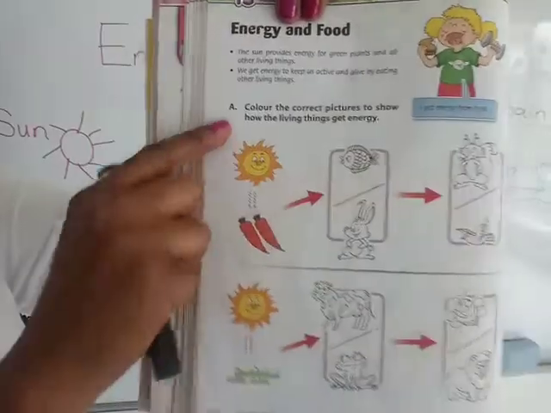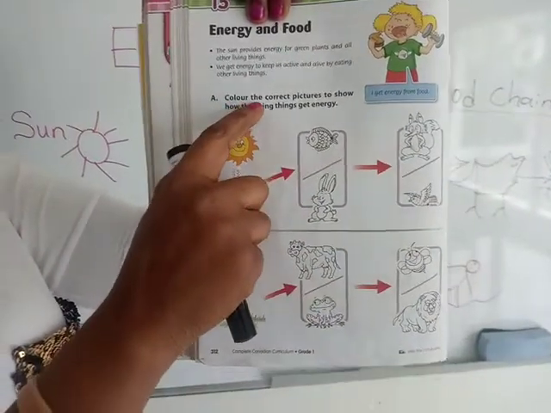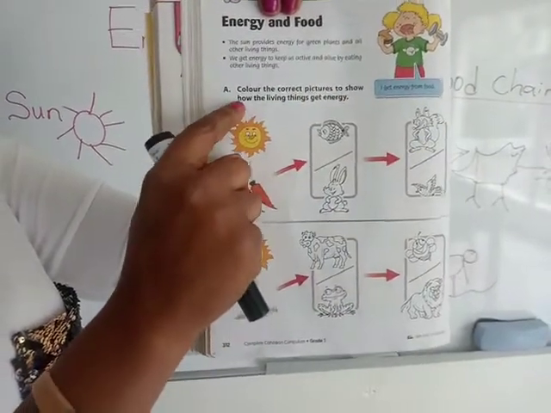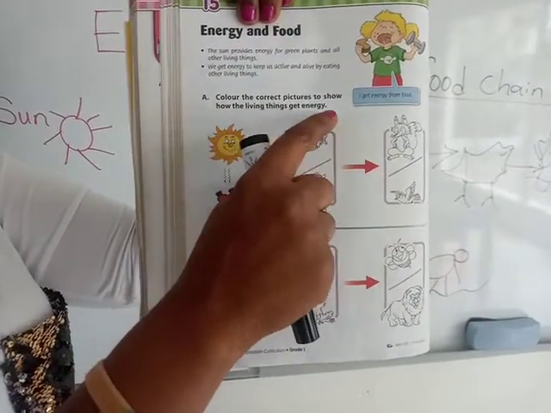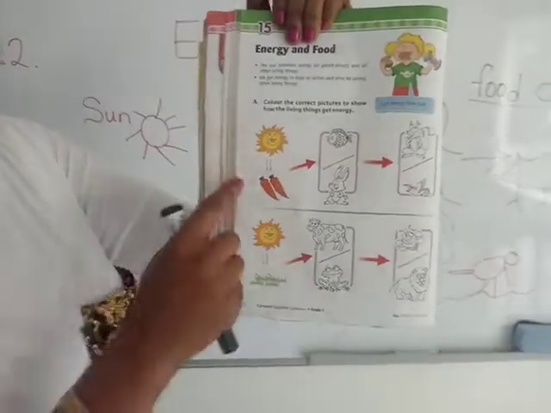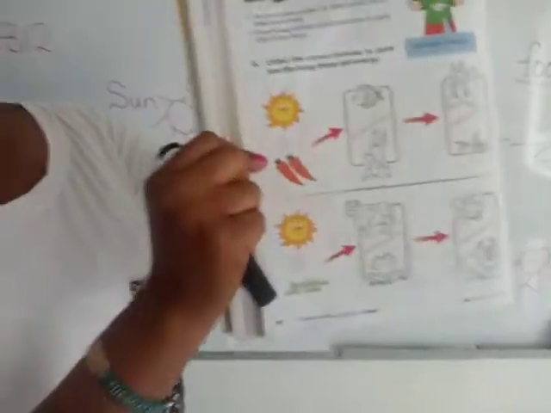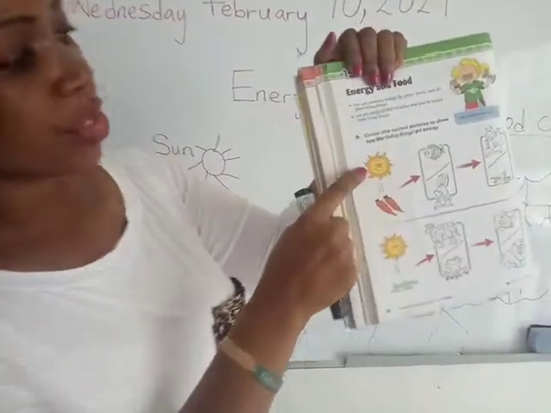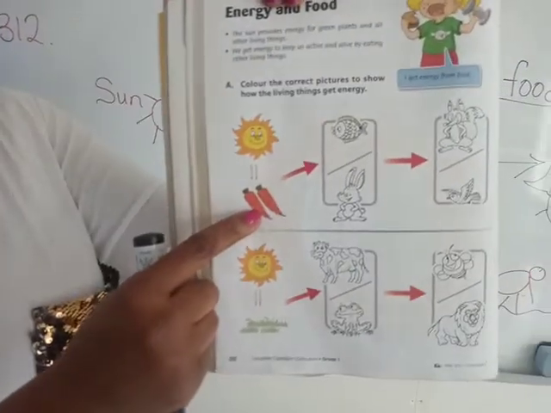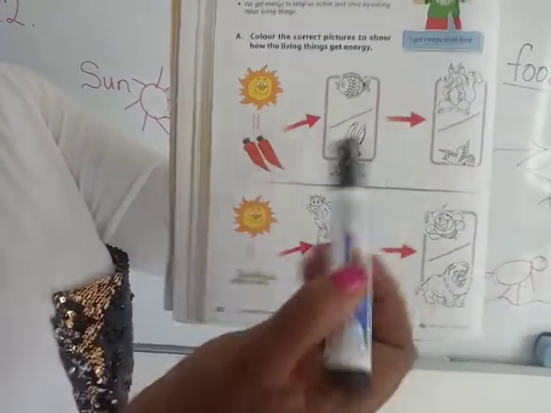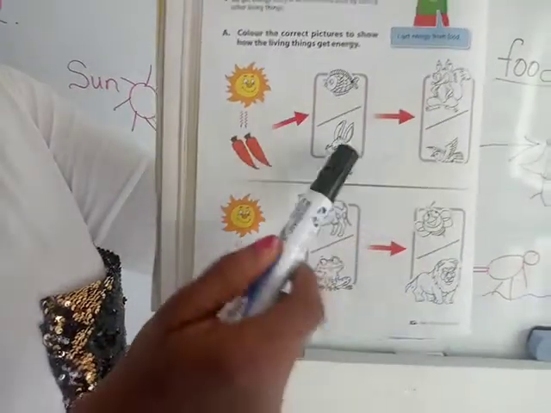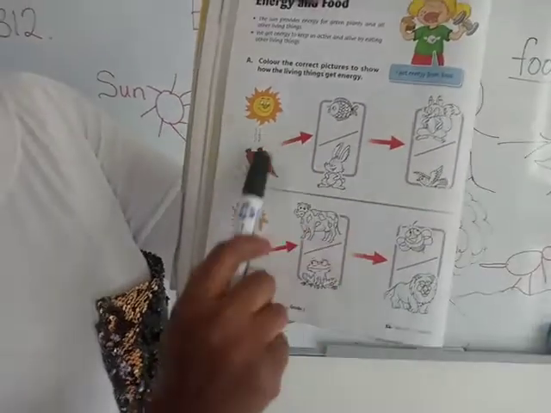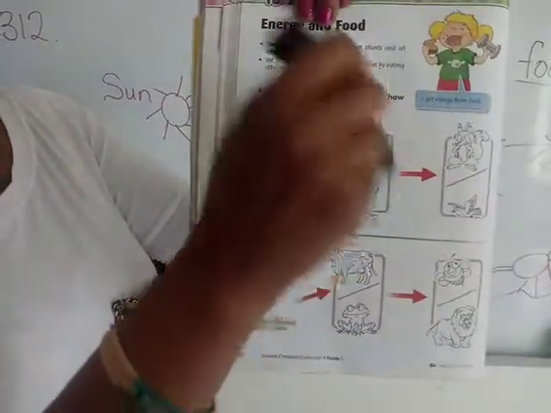All right, now we have an exercise. It says, color the correct pictures to show how the living things get energy. We're going to be coloring the pictures to show how living things get energy in this food chain. So here you have the sun shining on the plant, and this plant is a carrot. Amongst these two animals, which animal eats the carrot? You color. And after you color, which other animal eats whatever you colored in here?